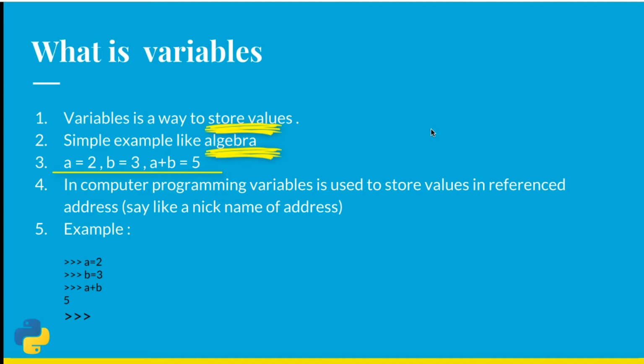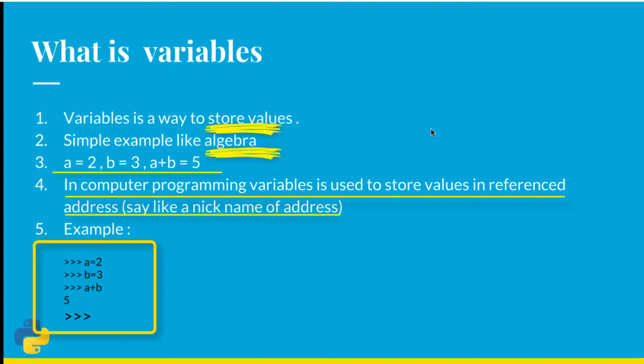So in computer programming, variables are used to store a value in a reference address. In your computer's memory, you cannot store your value directly, because memory comes with different kinds of addresses that may be in a hexadecimal format, and we don't know about this address's value. So that's why we use variables that represent the address. Whenever you store a value to a variable, it represents an address, and this is the way you can store the values.